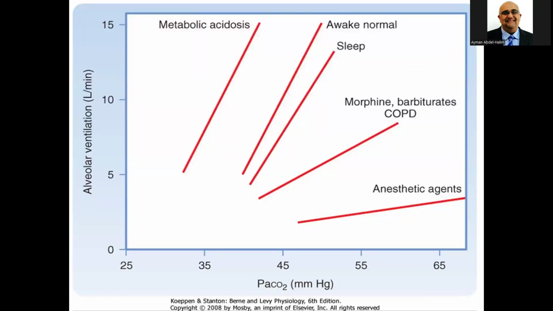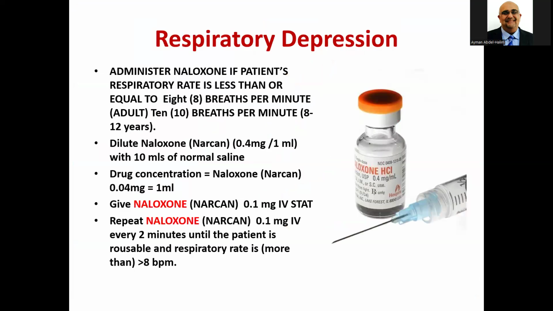Respiratory depression. Unfortunately, opioids can increase the likelihood of respiratory depression by shifting the alveolar ventilation curve to the right and below. This gives you more chance of respiratory depression, especially if you add barbiturates or benzodiazepines, and in patients that already have COPD or lung disease. The only treatment of respiratory depression with opioids is basically naloxone.